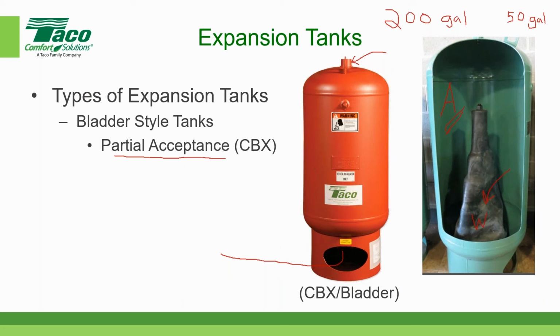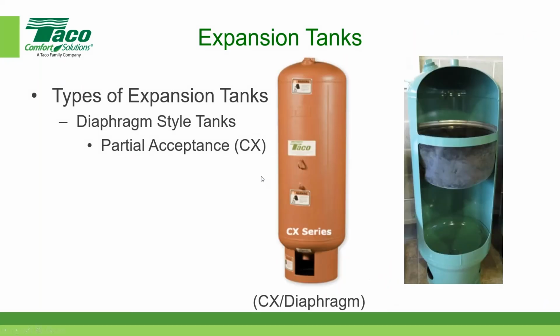And then the last type of tank that we offer, that most manufacturers offer, is called a diaphragm style tank. And again, this is a partial acceptance tank. The reason that we call it partial acceptance is because if the steel container happened to be 200 gallons, the diaphragm can only hold something less than 200 gallons. I'm going to make up another number, but let's assume that the bladder can only hold 30 gallons. I'm making these numbers up a little bit. You'd have to look in our catalog data to find out what the acceptance volume is.